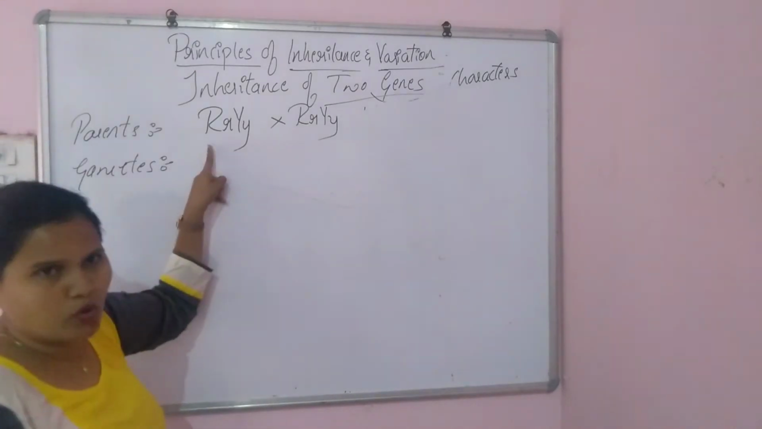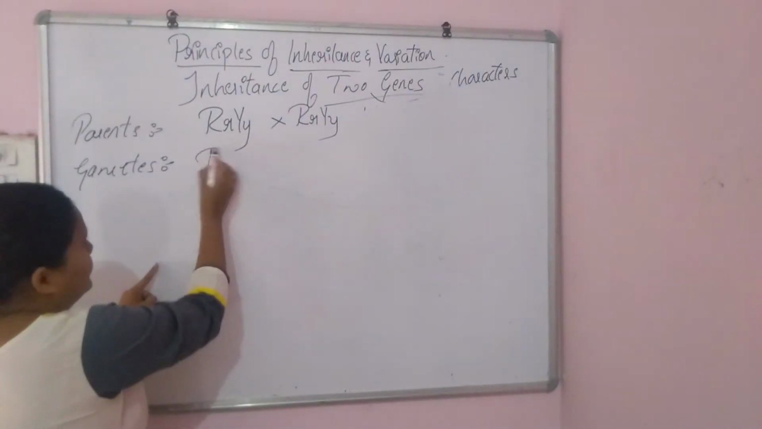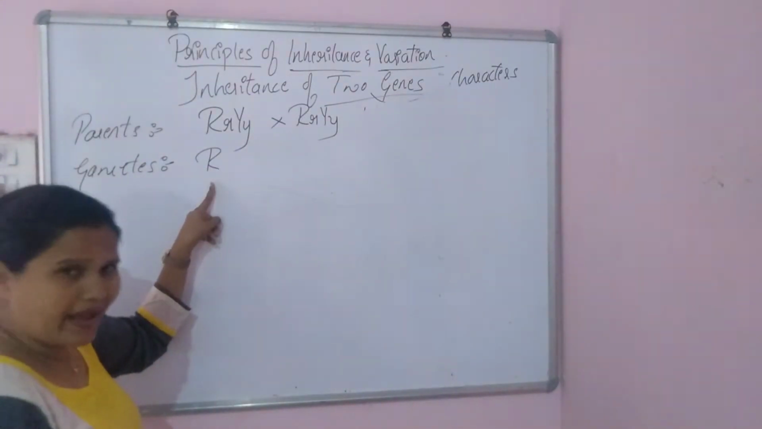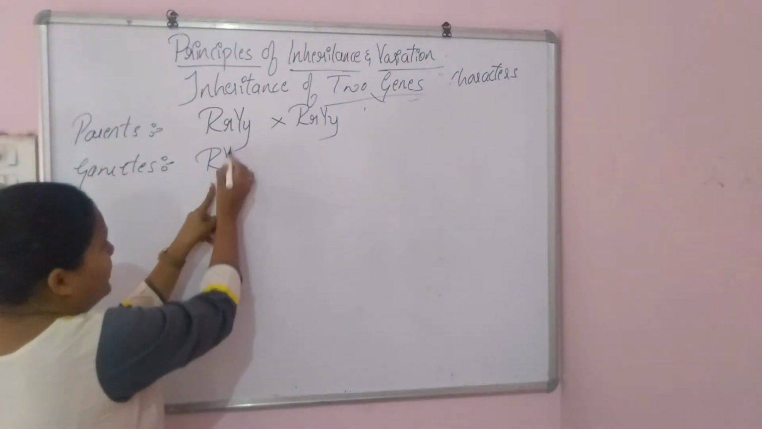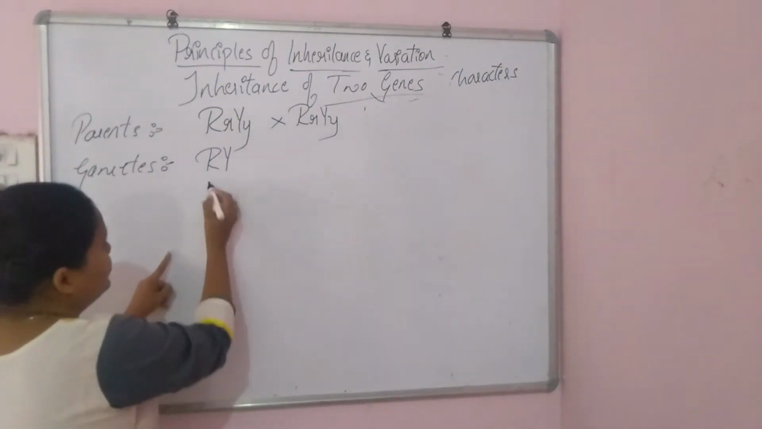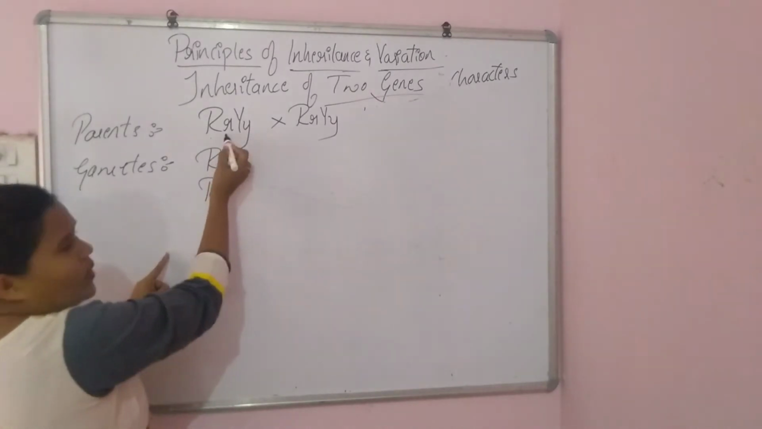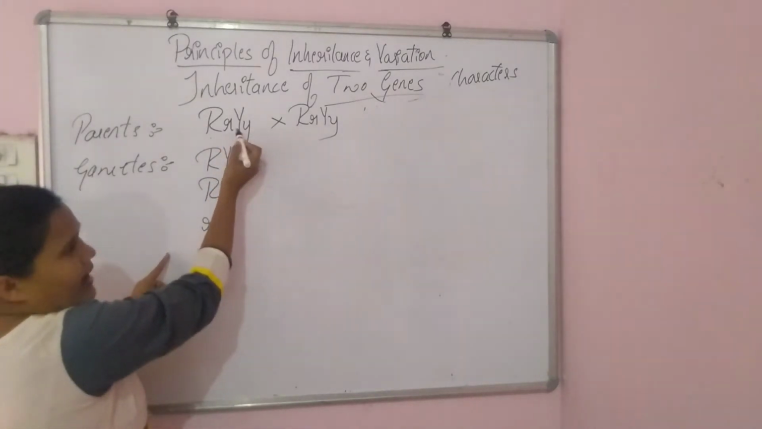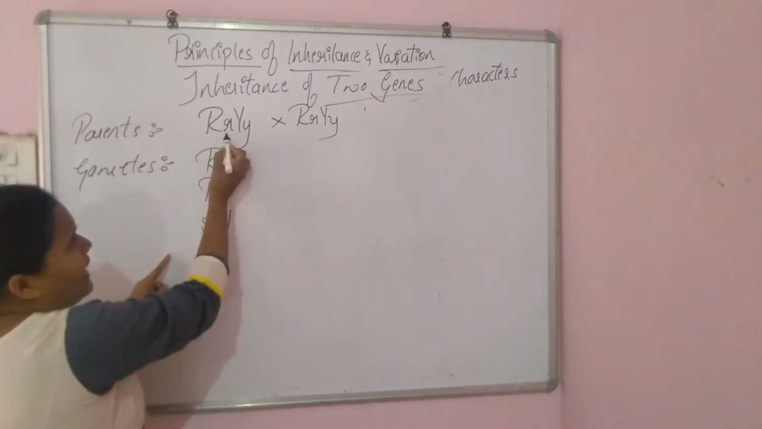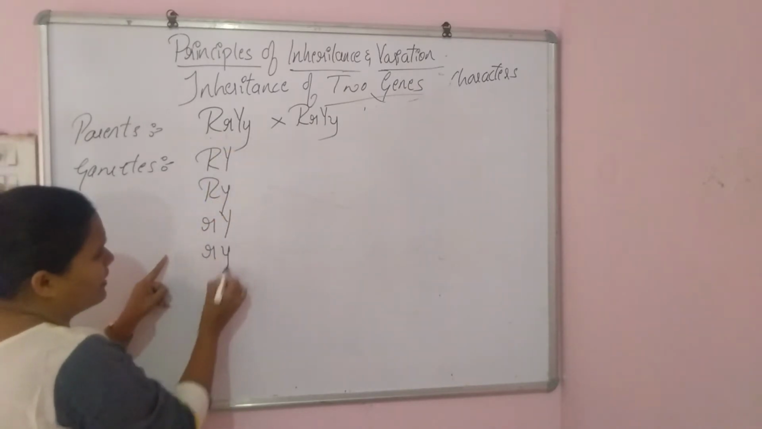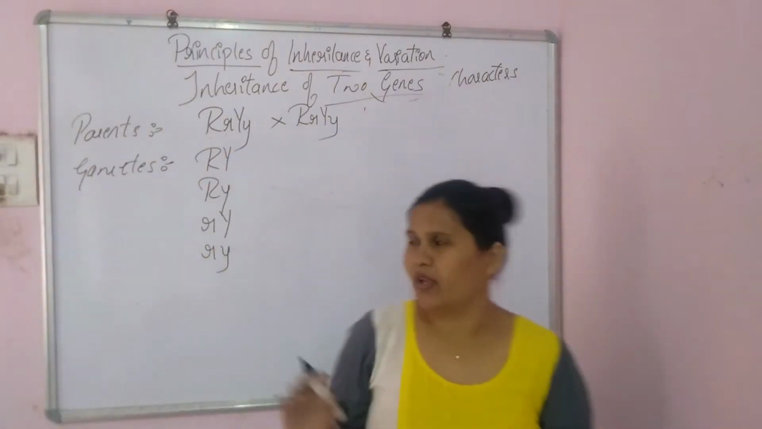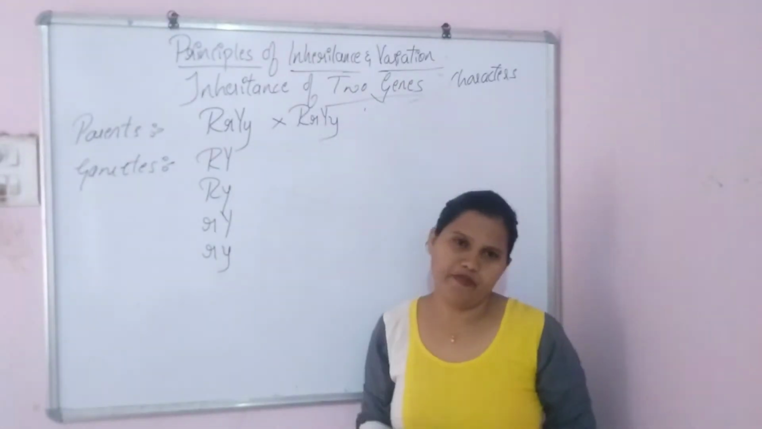Okay, have a look here. Capital R and capital Y. And again capital R and small y. Now comes the small r and capital Y. And now comes the small r and small y. So here 4 gametes are formed.